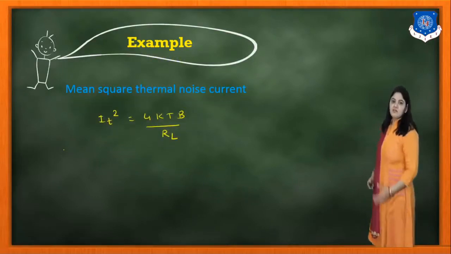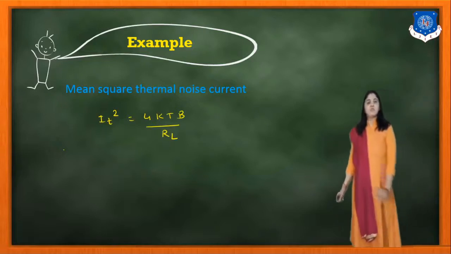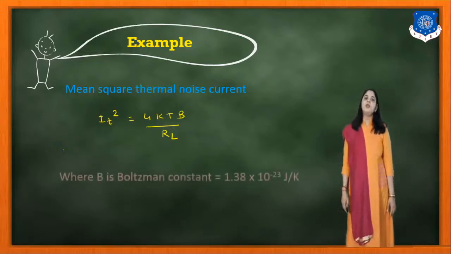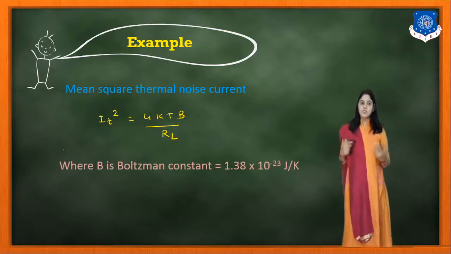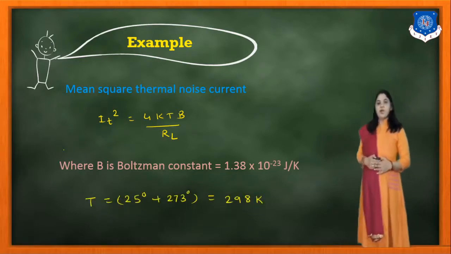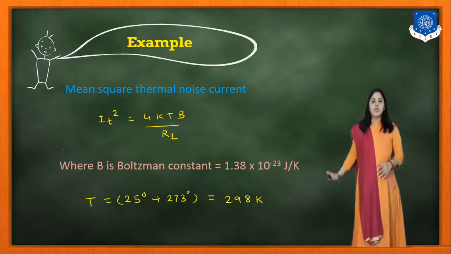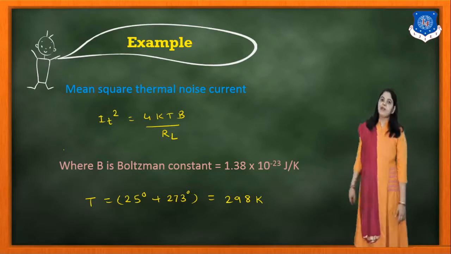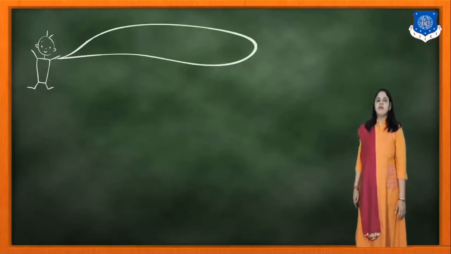Now, mean square thermal noise current. So IT square is equal to 4kTB upon RL, where k is the Boltzmann constant and its value is 1.38 into 10 raised to minus 23 joule per Kelvin. So now we need to convert the degree Celsius into the Kelvin. So T is equal to 25 degree plus 273 degree, so it is equal to 298 Kelvin.